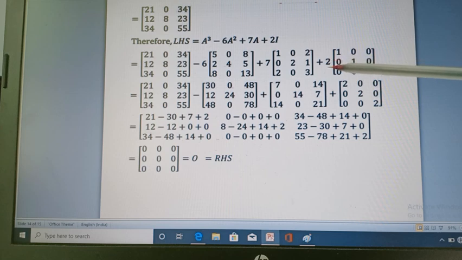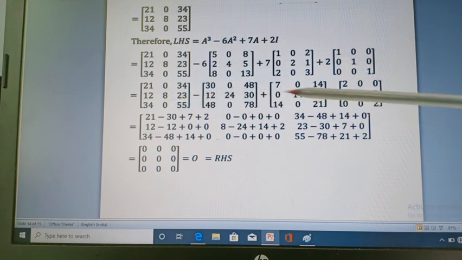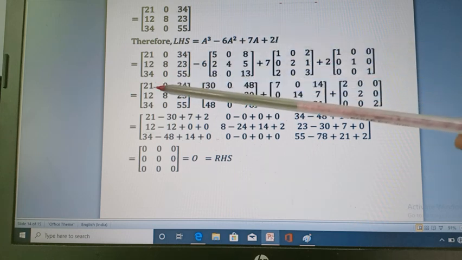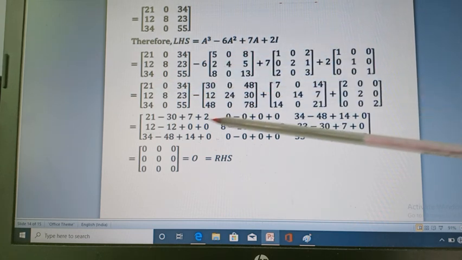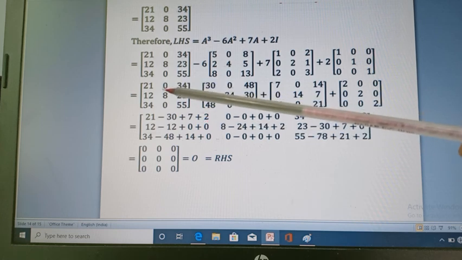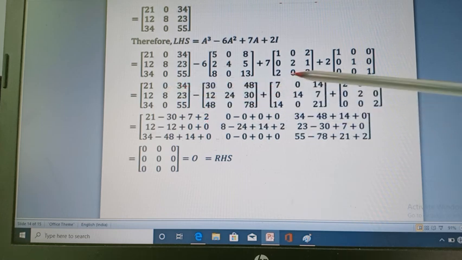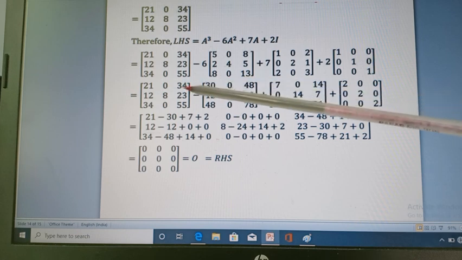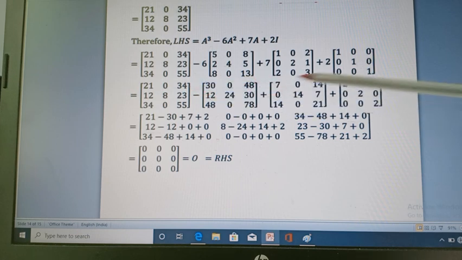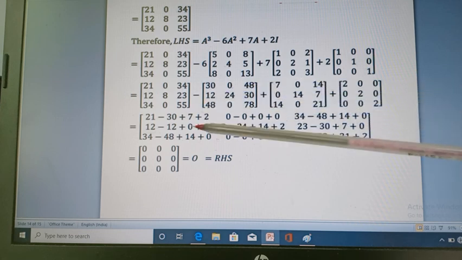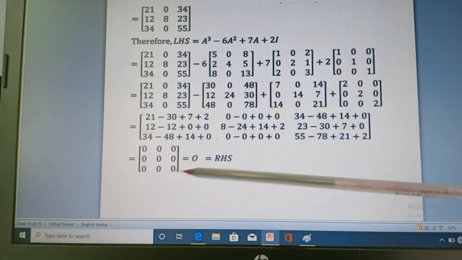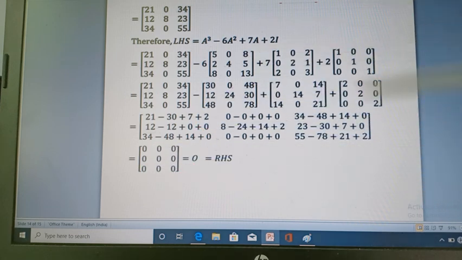And after addition and subtraction with corresponding entries, there is 21 minus 30 plus 7 plus 2. You can see in the first element. The second element, 0 minus 0 plus 0 plus 0. Third one is 34 minus 48 plus 14 plus 0. Similarly, after addition and subtraction, we'll get the zero matrix. So the answer is 0. So we got the right hand side, which is 0.